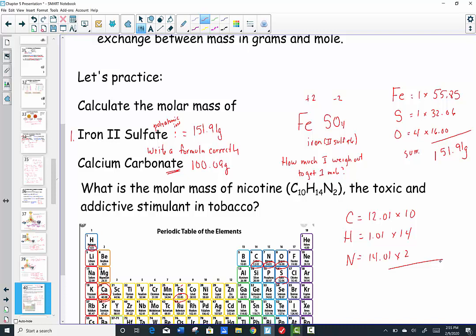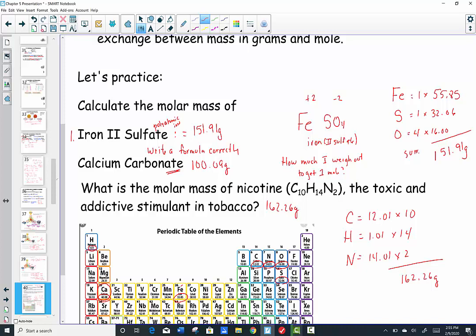12.01 times 10 plus 1.01 times 14 plus 14.01 times 2. That sums to 162.26 grams. The molar mass of nicotine, the mass of 1 mole of a compound.